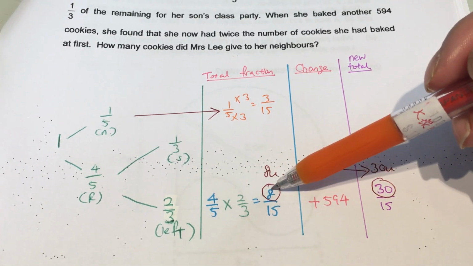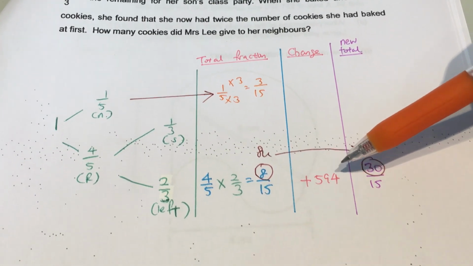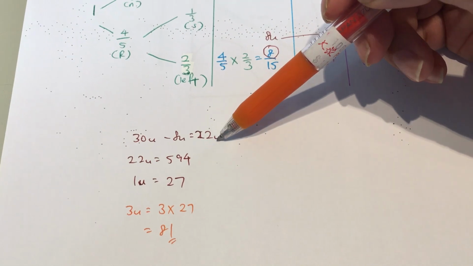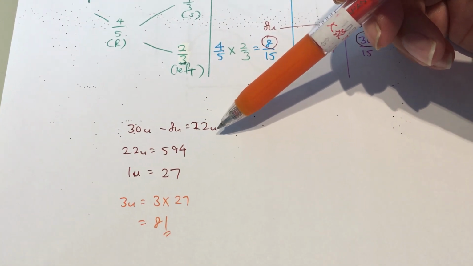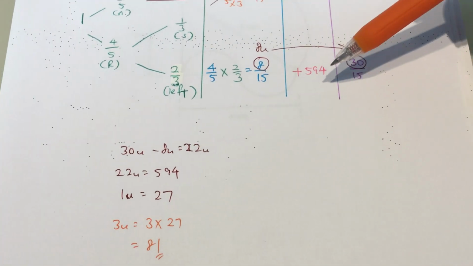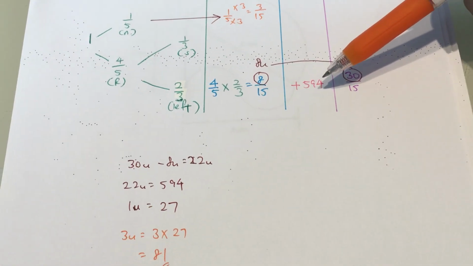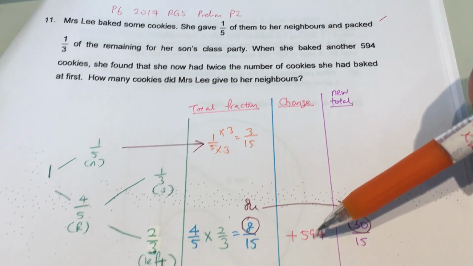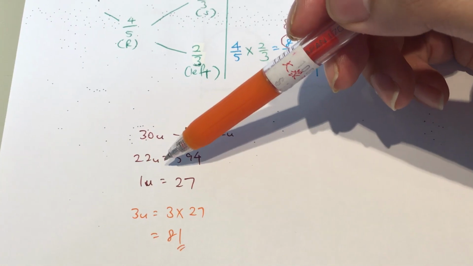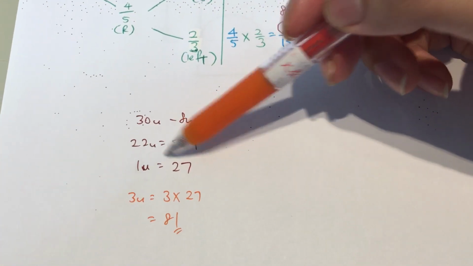Yeah, so from 8 units, which is what is left, to 30 units, there's a jump of 22 units, and these 22 units increased because of an increase of 594 cookies. Yep, cookies. So 22 units is 594, so 1 unit is 27.